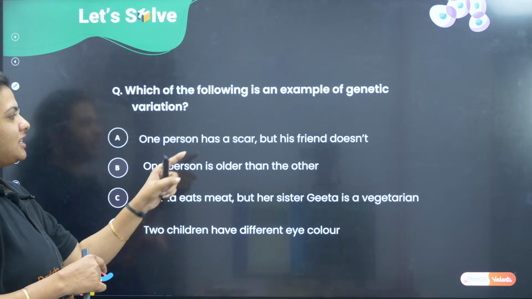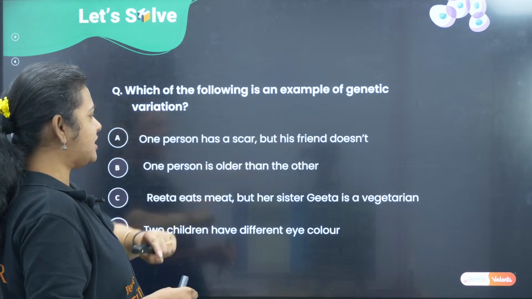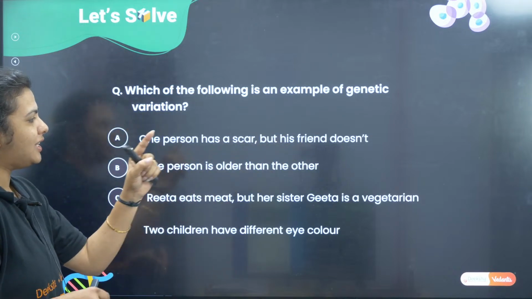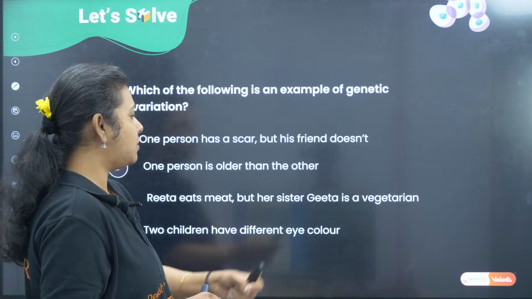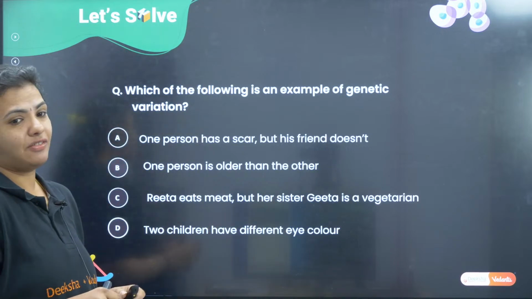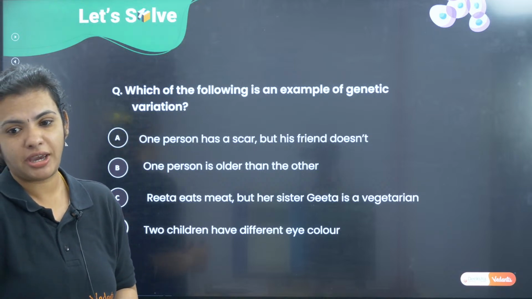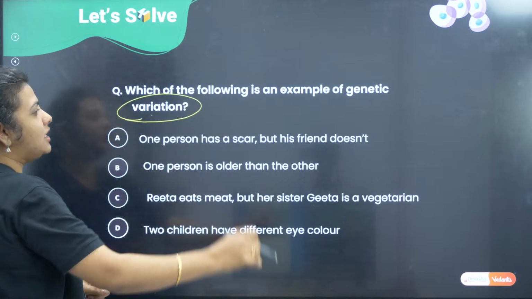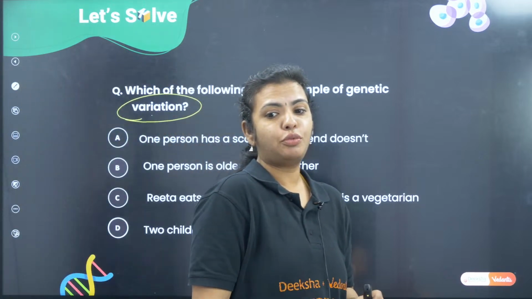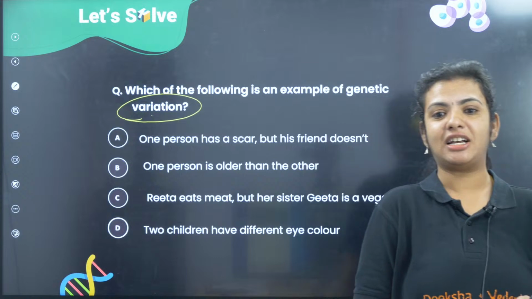Okay, one person has a scar but his friend does not. One person is older than the other. Rita eats meat but her sister Geeta is a vegetarian. Two children have different eye color. Okay. So here we are talking about genetic variation. So put in the chat box what is the correct answer.